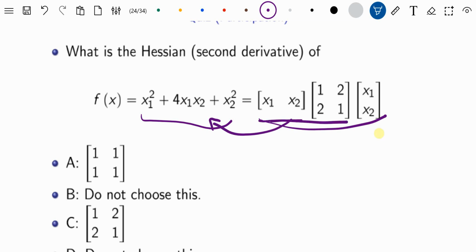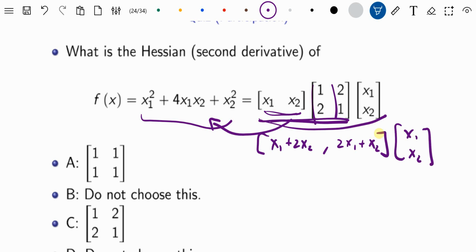So you first do these two. So you do row multiplied by column, row multiplied by column. So you get x1 plus 2x2. This is the first element. And the second element is 2x1 plus x2. So this is the result of the first multiplication.